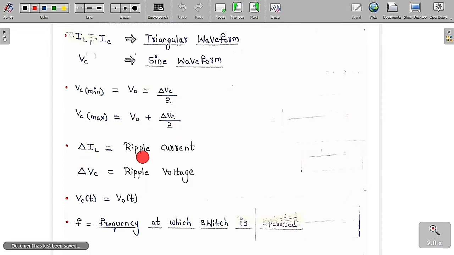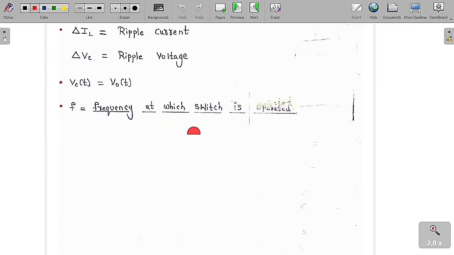The delta IL is called the ripple current in the inductor, and delta Vc is called the ripple voltage in the output voltage or the capacitor voltage. So always the capacitor voltage is equal to the load voltage. So Vc of t is equal to V0 of t, where f is called the frequency at which the switch is operated. So this is the frequency at which we are going to operate the switch. So this is all about the step down chopper or the buck converter.